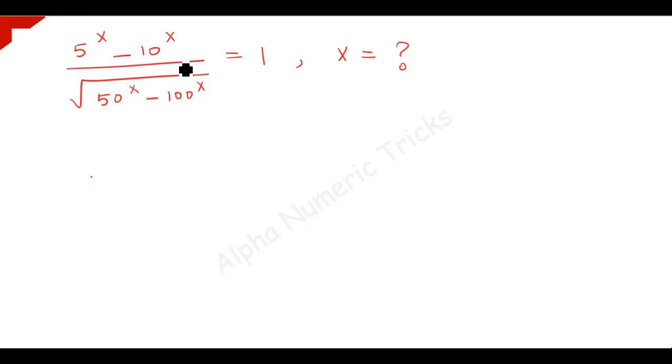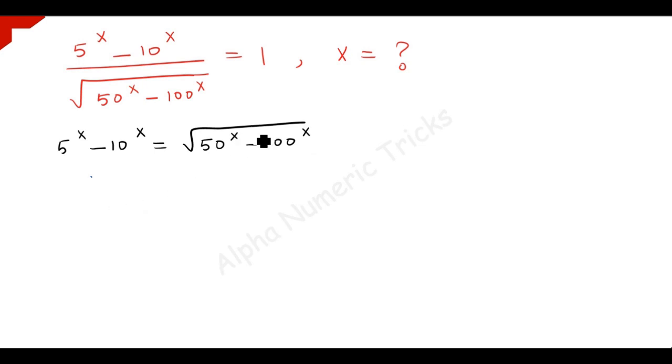Guys, now we are going to solve this nice radical problem. Here, (5^x − 10^x) over the square root of (50^x − 100^x) is equal to 1. You just take this denominator to the right hand side. So we have 5^x − 10^x is equal to the square root of 1 times this same term, so 50^x − 100^x.